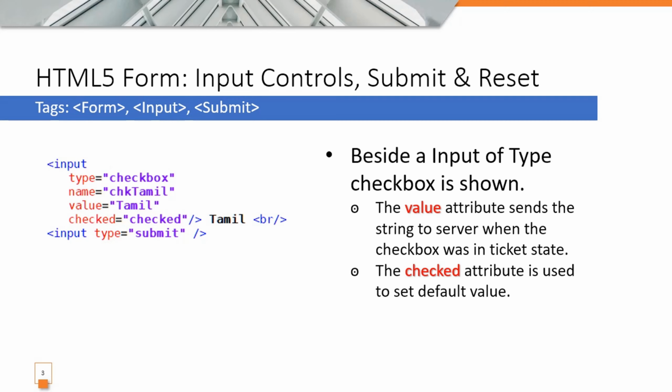That means when the browser is displaying this checkbox, by default it will place a check mark on the checkbox. So when you submit it, since it is already checked, and if you immediately click submit, it will send the name value pair. That means chk Tamil equal to Tamil. That's why the data will be sent to the web server.